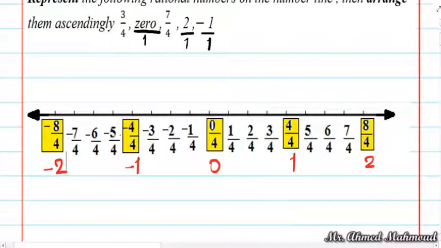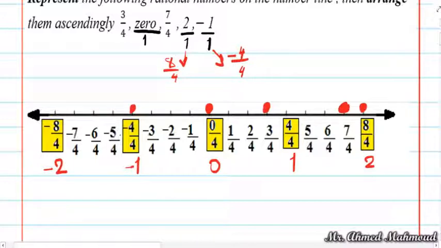Okay, now I need to represent 3 over 4, 0 over 1, and so on on the number line. 3 over 4, okay. We are going to circle 3 over 4 like this. 0 over 1, which is 0, I'm going to circle it like this. 7 over 4, here we have 7 over 4. 2, which is equal to 8 over 4, it will be like this here. And negative 1, which is negative 4 over 4, here in this position.